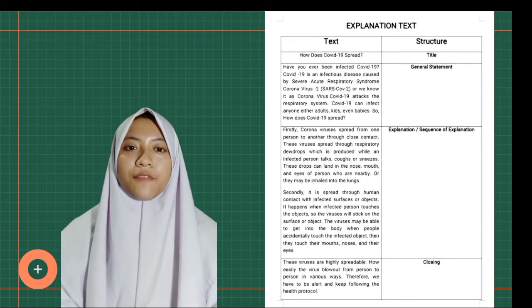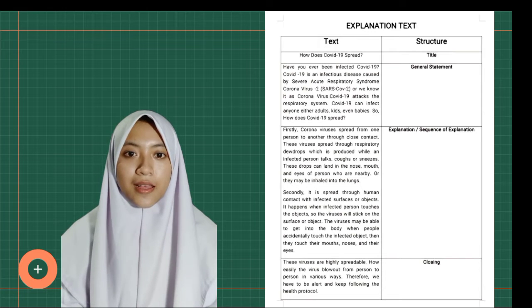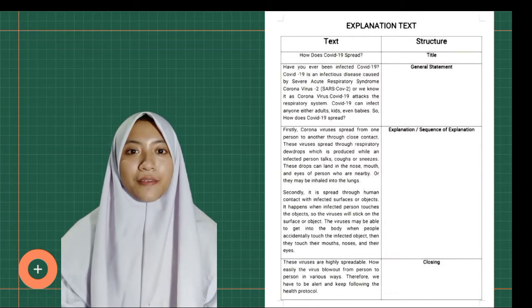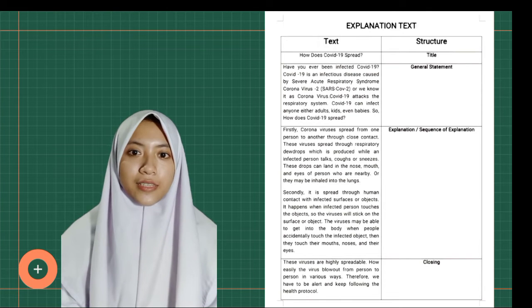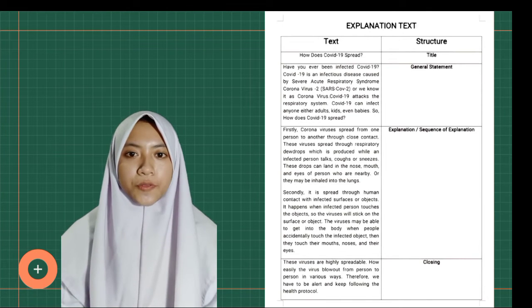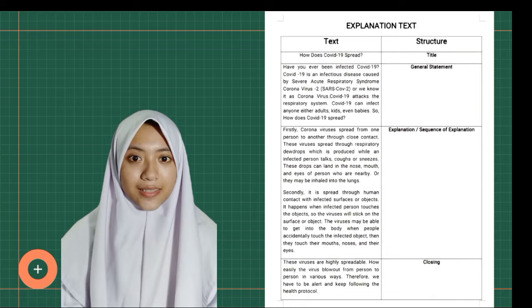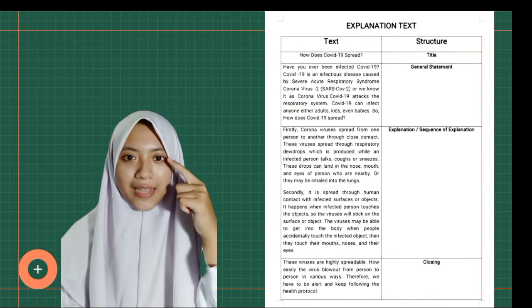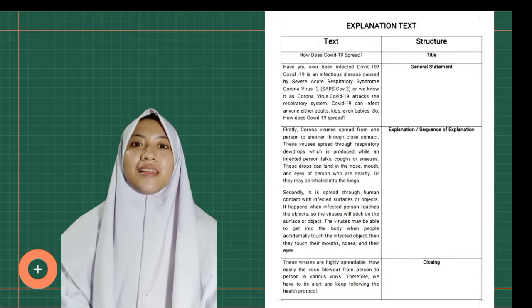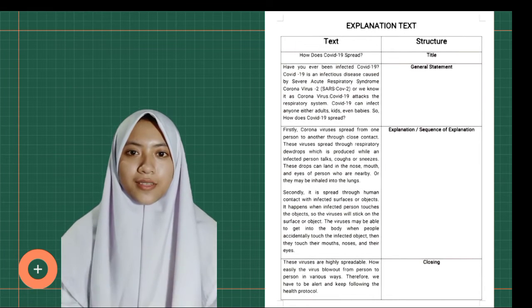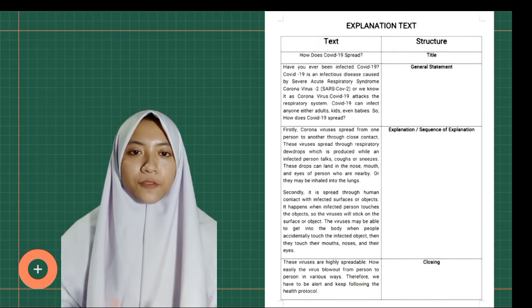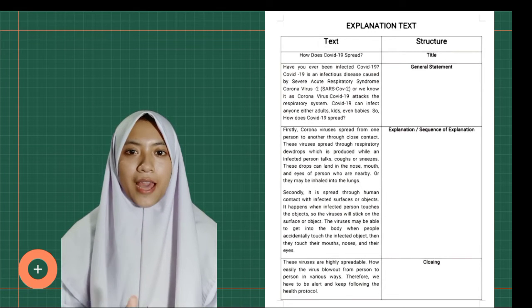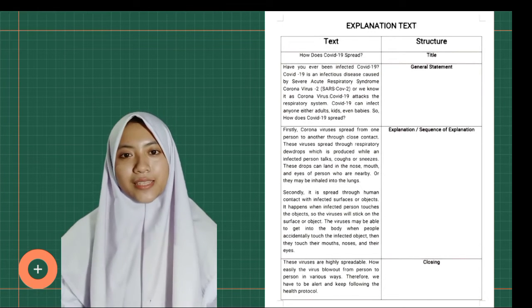It happens when an infected person touches the object, so the viruses will stick on the surface or object. The viruses may be able to get into the body when people accidentally touch the infected object, then they touch their mouth, nose, and their eyes. These viruses are highly spreadable. How easily the virus flows from person to person in various ways. Therefore, we have to be alert and keep following the health protocol.